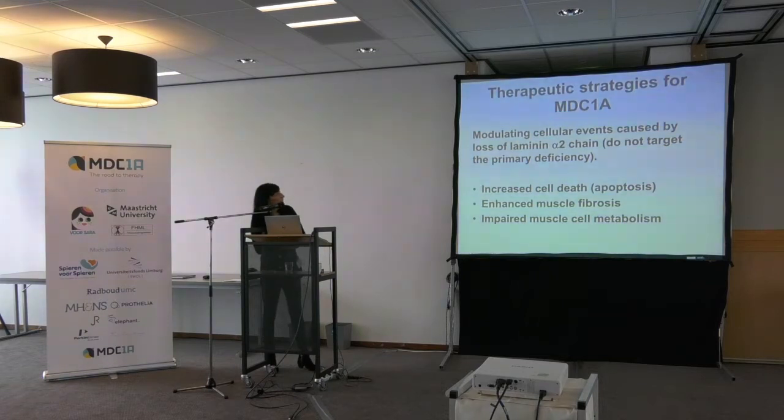And so MDC1A is characterized by increased cell death, so muscle cells die via a phenomenon that is called apoptosis. And Reagan talked briefly about that too. And there is also enhanced muscle fibrosis that I will show you, and also I will say a few words about the impaired muscle cell metabolism.